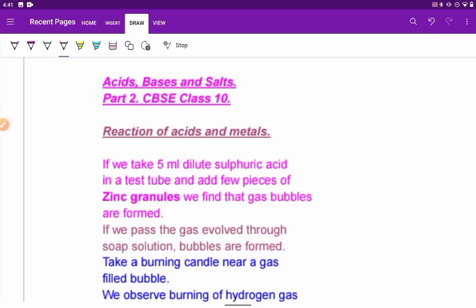Today we will deal with the topic acids, bases and salts part 2. This is for CBSE class 10.